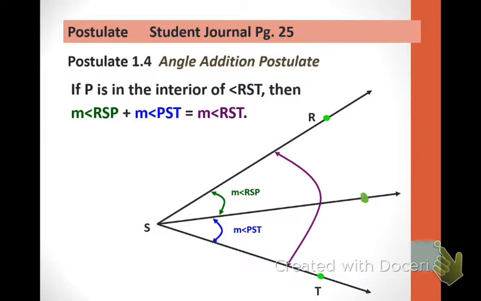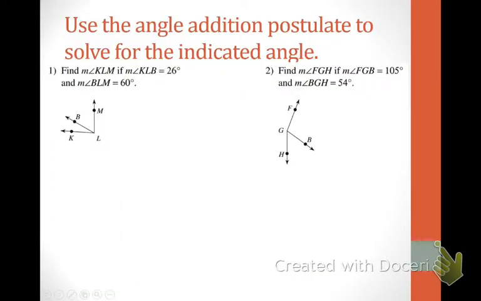I'll show you with numbers. Let's say that RSP was 36 and PST was 38. How would I find the measure of the entire angle, RST? Add them. So you would say RST is equal to 36 plus 38. You'd get 74. All right, this is where we do our last two examples. They're on your notes. We're almost there, folks.